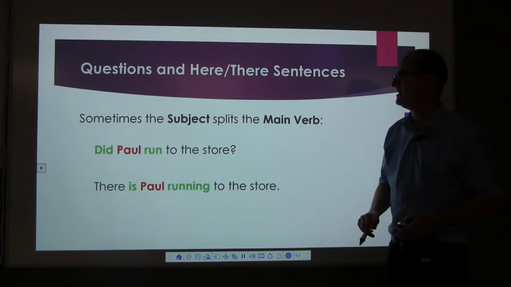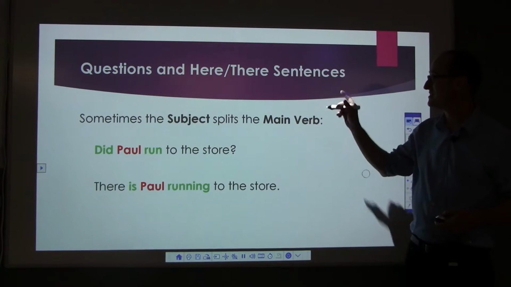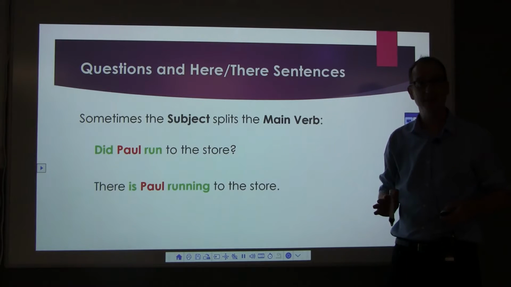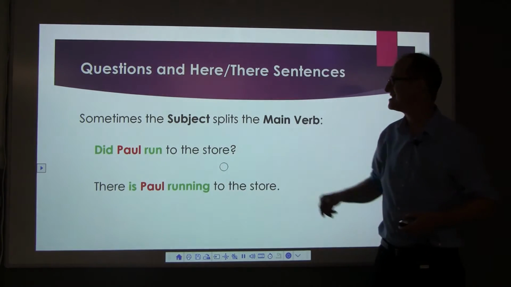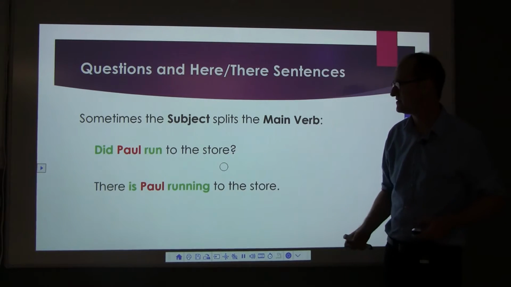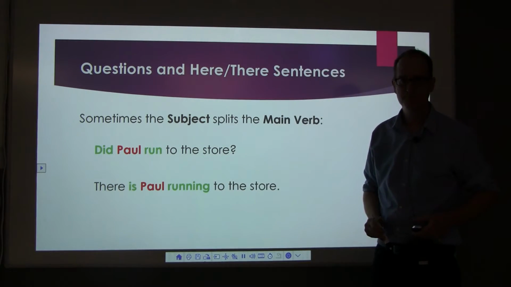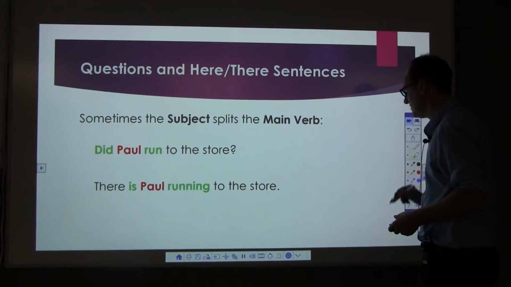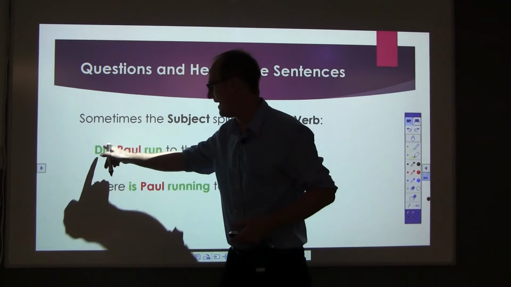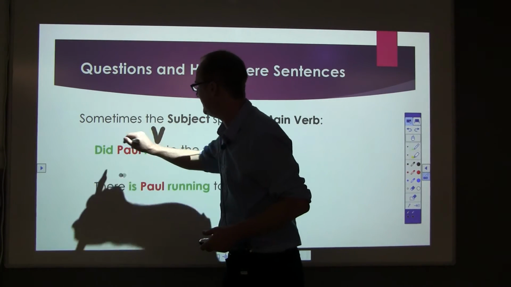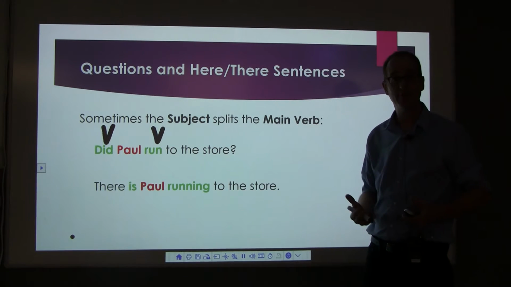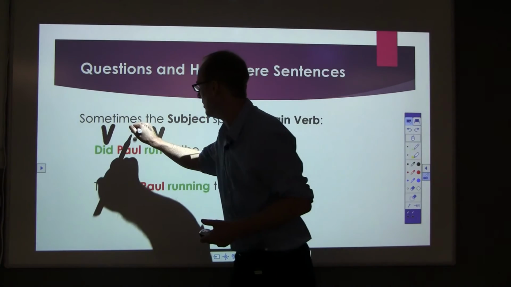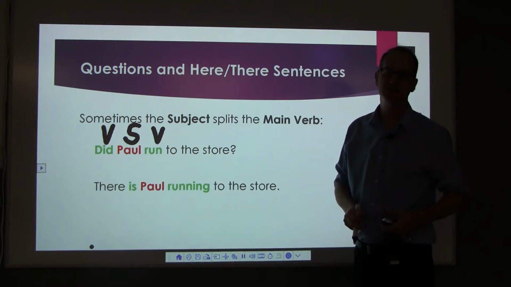And there's one last special case, and that's with questions and here and there sentences. Sometimes the subject doesn't come before the main verb. Usually it does, but sometimes it doesn't. Sometimes the subject splits the main verb. Here are two examples. Did Paul run to the store? Our verb in this sentence is not only run, but we have a helper. So we have did run. Did run is our full verb. So we ask the question who or what in front of it. So who did run? Paul did run. So the subject of the sentence is Paul.